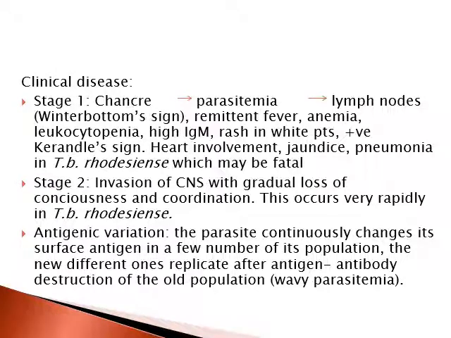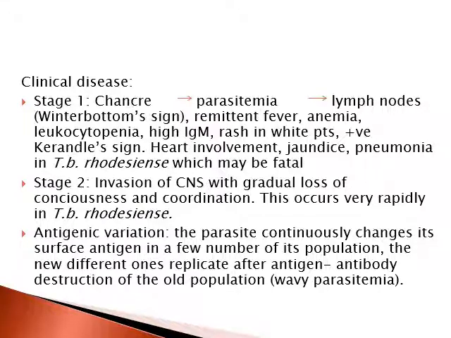Concerning the clinical disease, it has two stages. A stage of the parasite outside the brain, and the other stage is invasion of the CNS. In the first stage, there is the beginning chancre, which is replication of the trypomastigotes under the skin, causing ulceration of the skin, which we call trypanosomal chancre.